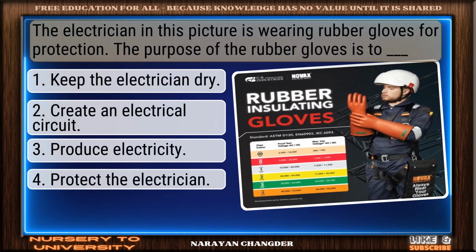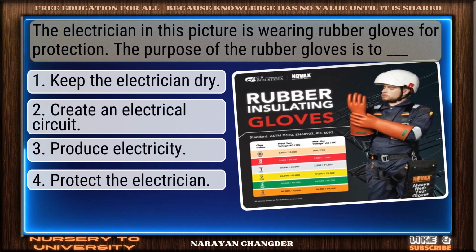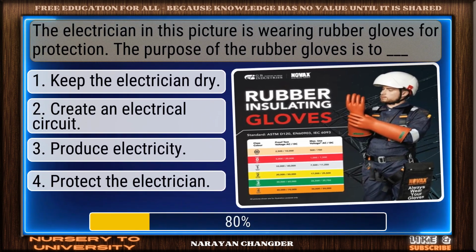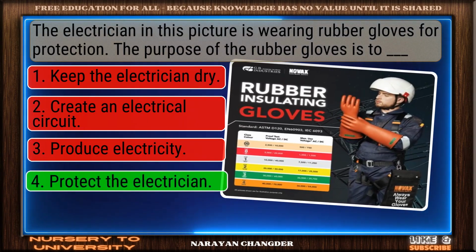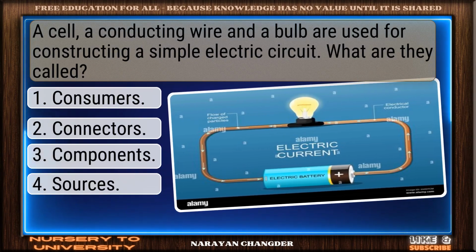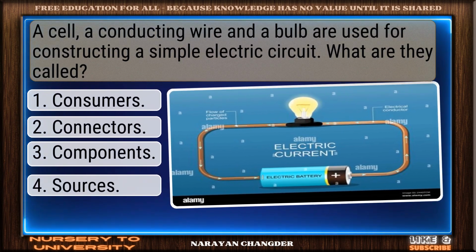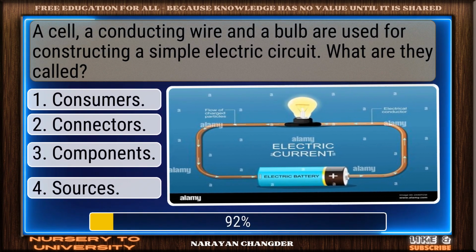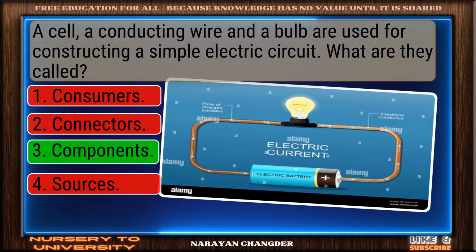The electrician in this picture is wearing rubber gloves for protection. The purpose of the rubber gloves is to dash. Bravo! Protect the electrician is the answer. A cell, a conducting wire, and a bulb are used for constructing a simple electric circuit. What are they called? Strong choice. Components is the right answer.